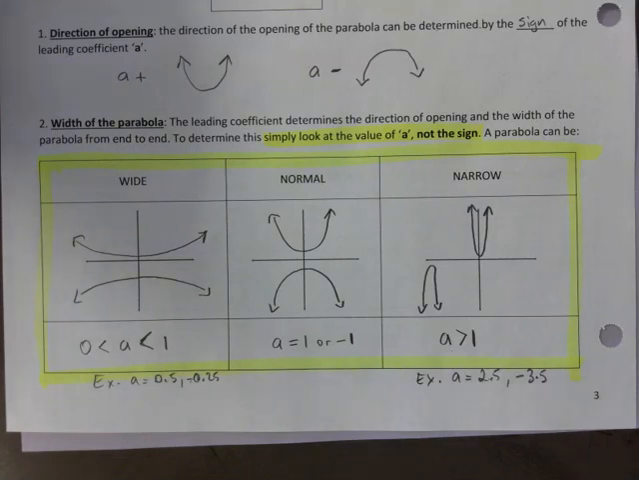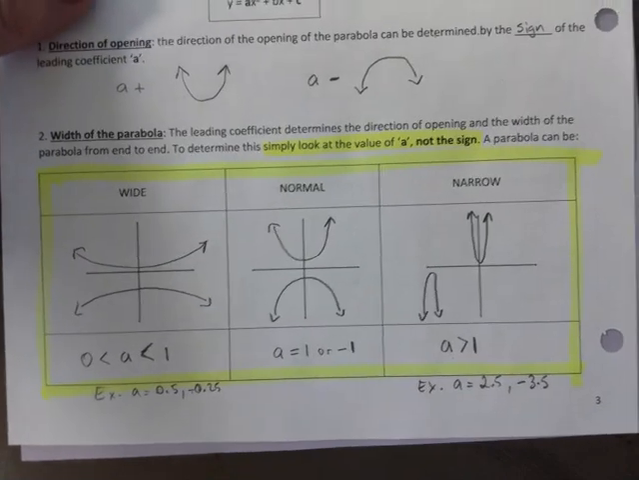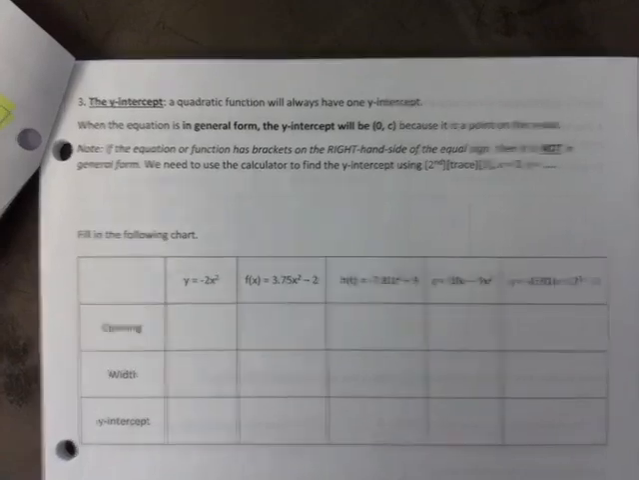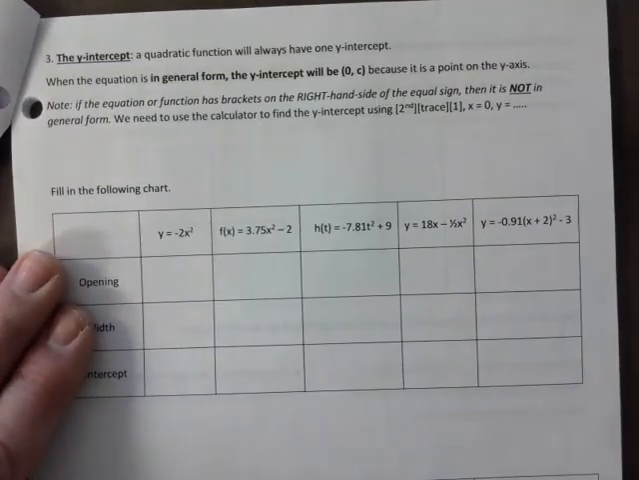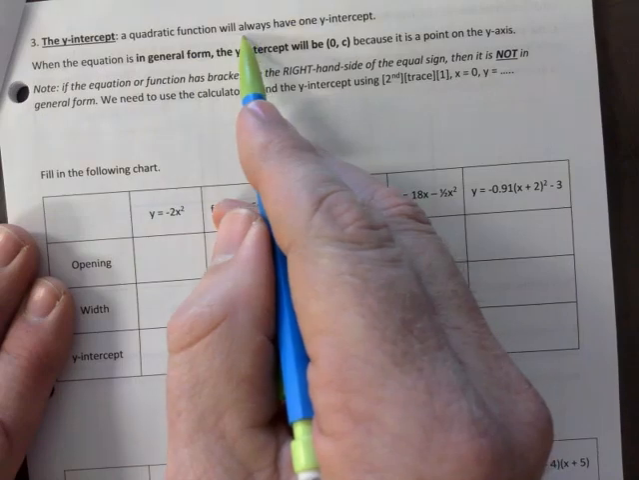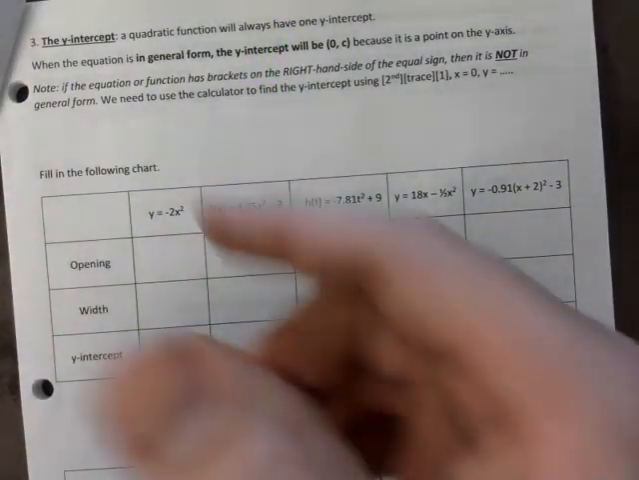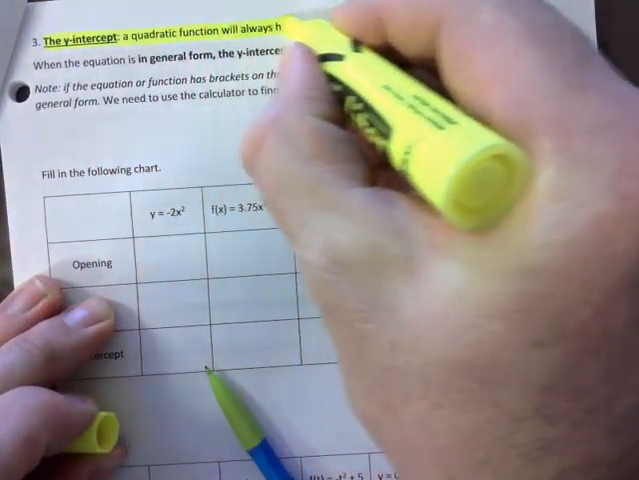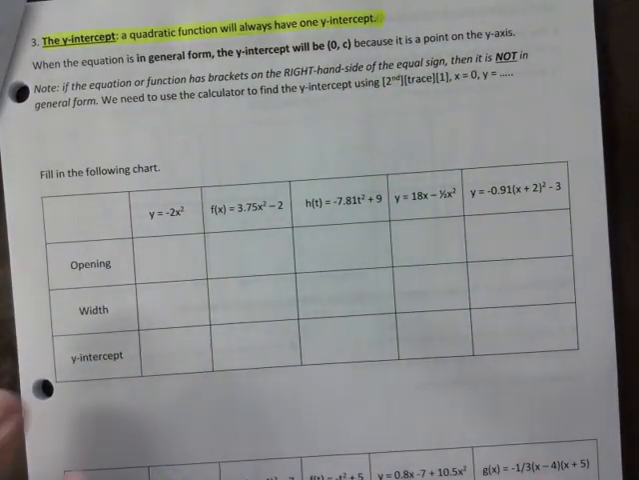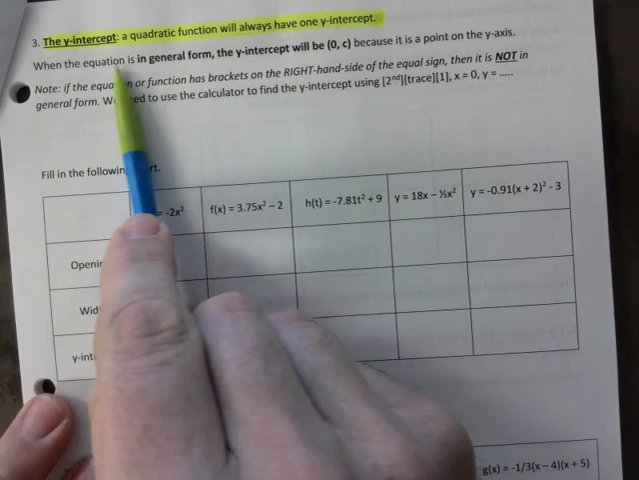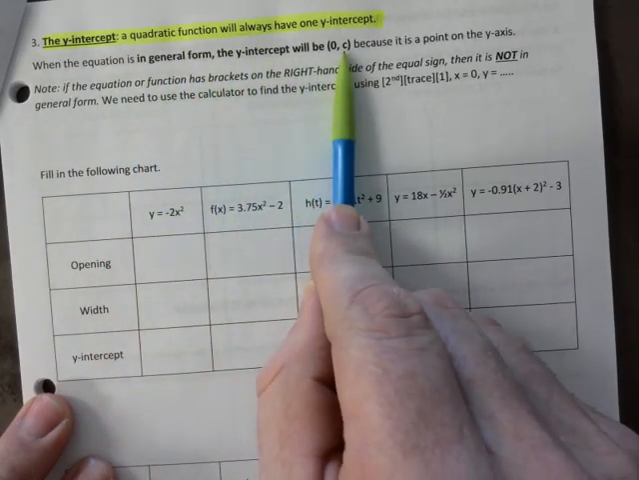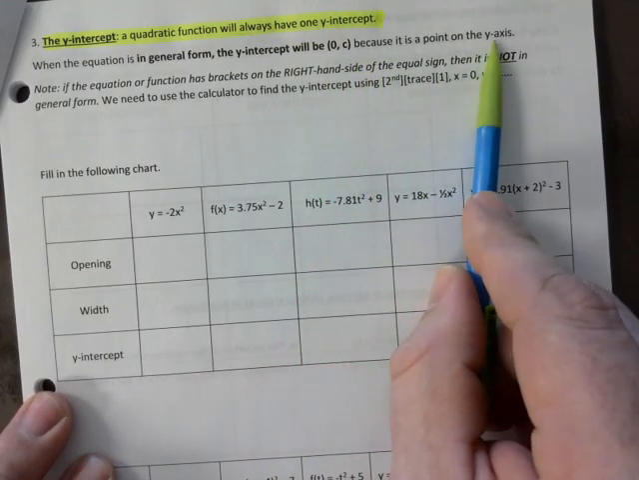Let's keep going. Then there's the y-intercept that's on the next page. And here's your first homework for tomorrow on this page. Okay. The y-intercept: a quadratic function will always have a y-intercept. You need to make sure you understand that a quadratic always has a y-intercept. It always crosses the y-axis. When the equation is in general form, the y-intercept will be (0, c). There it is one more time, because it is a point on the y-axis.